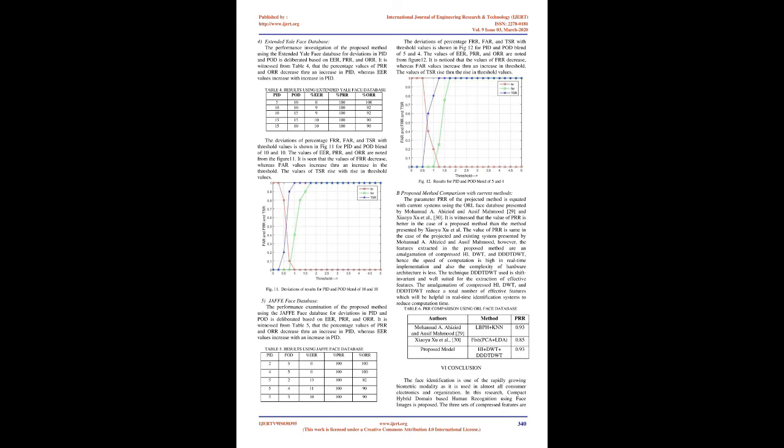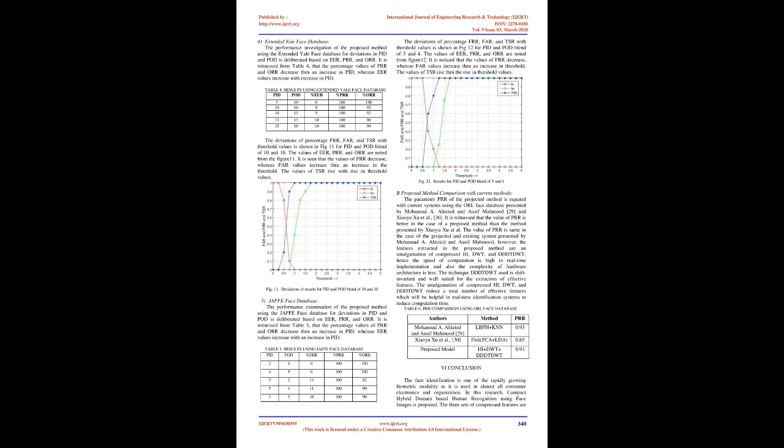The values of EER, PRR, and OR are noted in Figure 9. It is remarked that the values of FRR decrease, whereas FAR values increase through an increase in the threshold. The values of TSR rise through rise in threshold values. Fig 9. Deviations of results for PID and POD blend of 7 and 11.